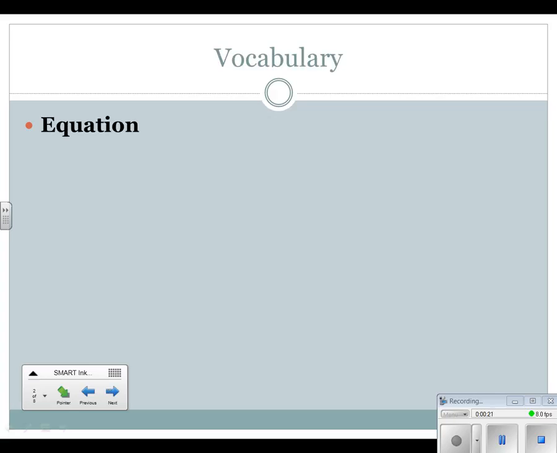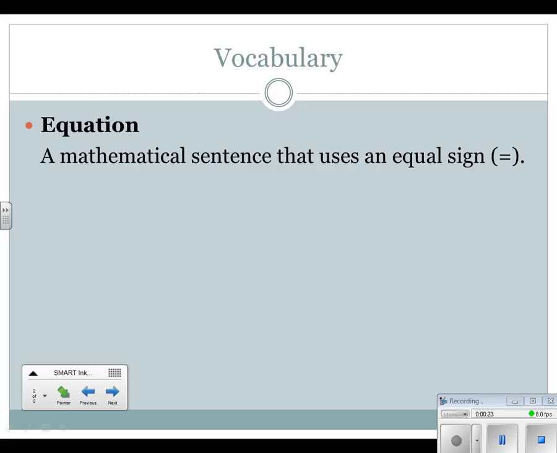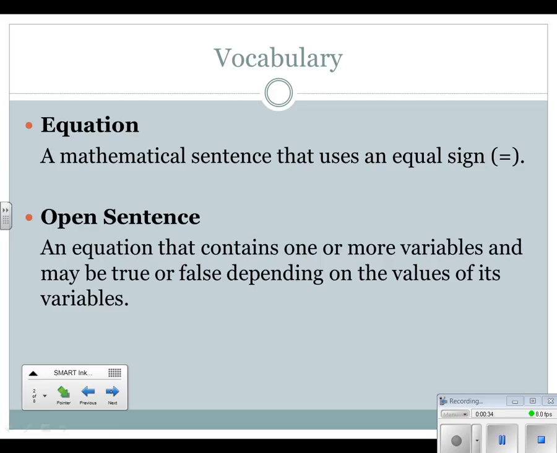An equation is a mathematical sentence that uses an equal sign. So once we have that equal sign, we have an equation. Remember, if that equal sign isn't there, that's called an expression. An open sentence is an equation that contains one or more variables and may be true or false depending on the value of its variables.